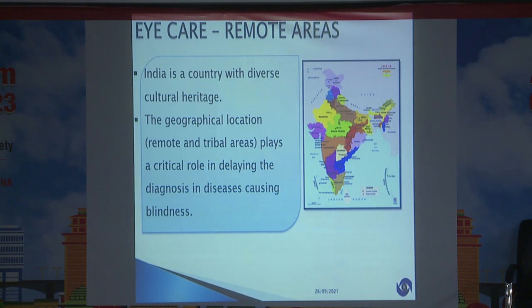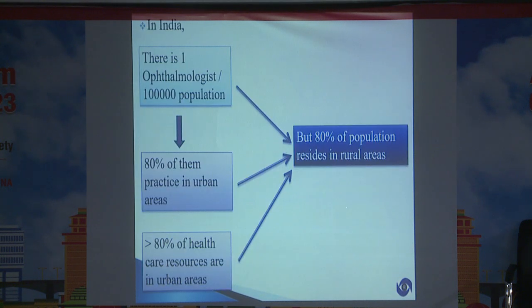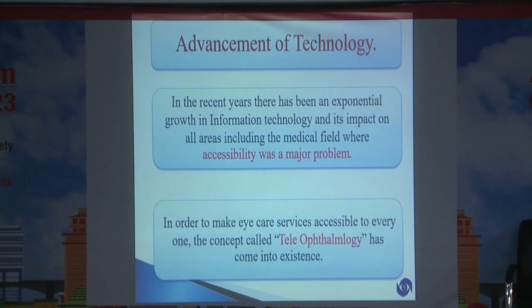You know, India is a country with diverse cultural heritage. The geographical location, like remote and tribal areas, plays a critical role in delaying the diagnosis in the early stage of the disease, causing needless blindness. So you know that these are the areas we serve. We belong to this type of areas in many of the states. And in India, there is about 1 ophthalmologist per 1 lakh population, and 80% of them live in the urban areas only. And 80% of healthcare resources are available in urban areas, but 80% of the people are living in the rural areas. There is a disproportion in the healthcare and the people living in the rural areas.